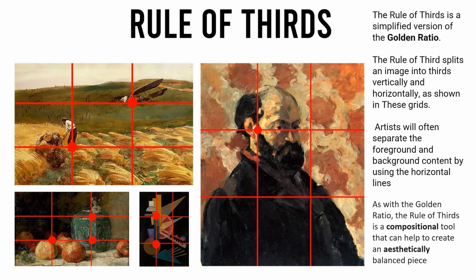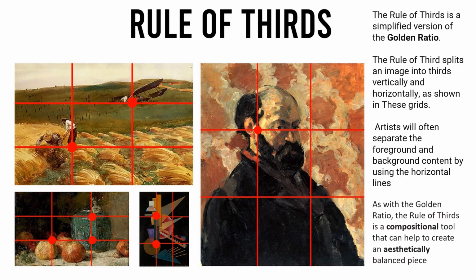The rule of thirds is a simplified version of the golden ratio. So the rule of thirds splits an image into thirds vertically and horizontally, as shown in these grids here. Artists will often separate the foreground and background content by using the horizontal lines that overlap. So if you take a look at the examples on the screen, anywhere there's a red dot is a focal point of the painting.